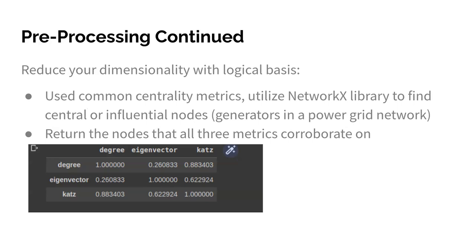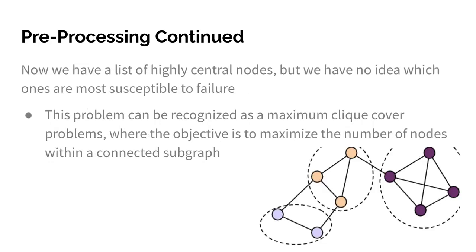You use common centrality metrics, utilizing the very common NetworkX library, to find central or influential nodes. We'll call those nodes the generators in a power grid network because a generator should be highly connected in a power grid network by a bunch of consumers. Then you return the nodes that all three metrics corroborate on. As you can see, this is a correlation table saying that they do corroborate on something, so we should at least check where they intersect, and you return those as the generators to actually look at.